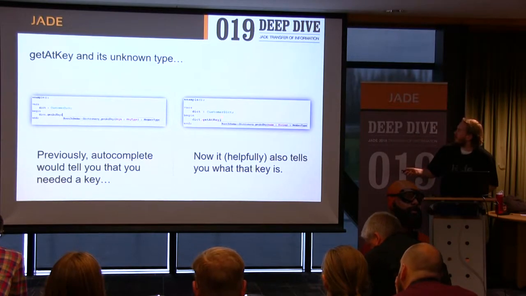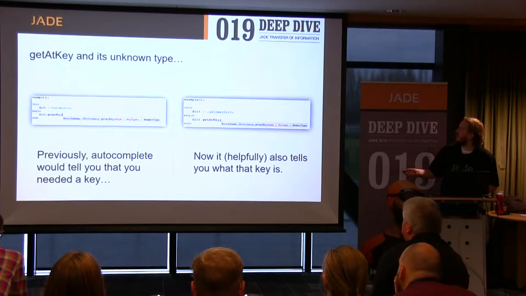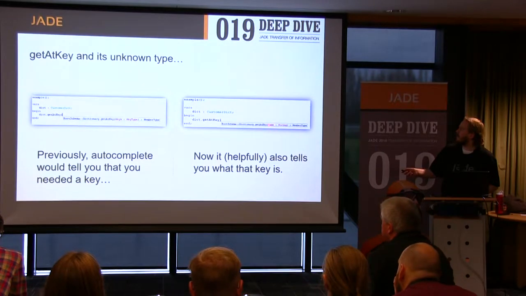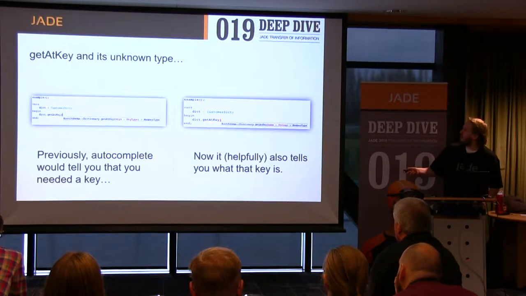In this particular case, my customer dictionary is a dictionary of customers, and the key is the customer's name. You'll see that as soon as I type in dict.getAtKey, it's going to pop up this little thing saying you need to put in a name, and that name is of type string.